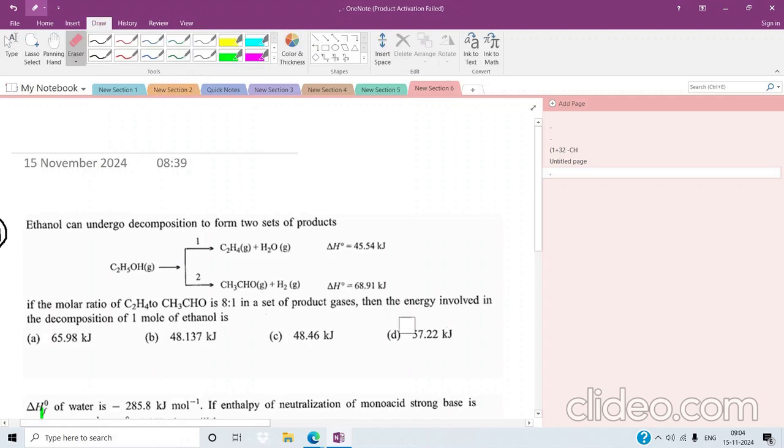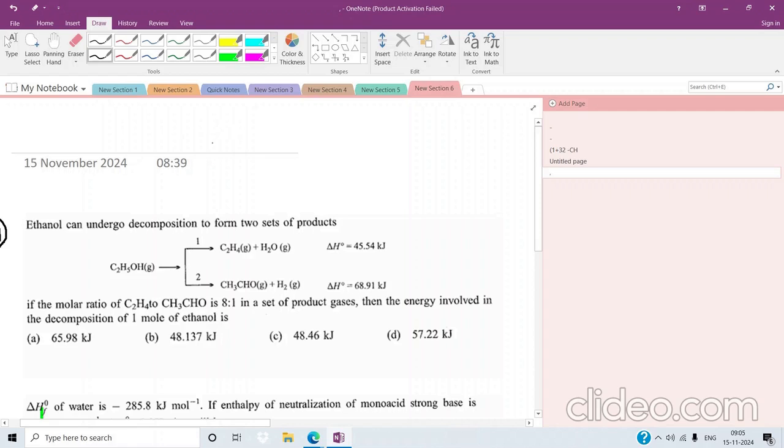What they are asking is the energy involved in the decomposition of 1 mole of ethanol. If it were 1:1, you could directly take 2 moles of ethanol giving 1 mole of ethene and 1 mole of acetaldehyde, and then calculate how much 1 mole of ethanol will give. But here it is not like that. That is why we should use another technique to find the energy involved in the decomposition of 1 mole of ethanol. So let us take this.